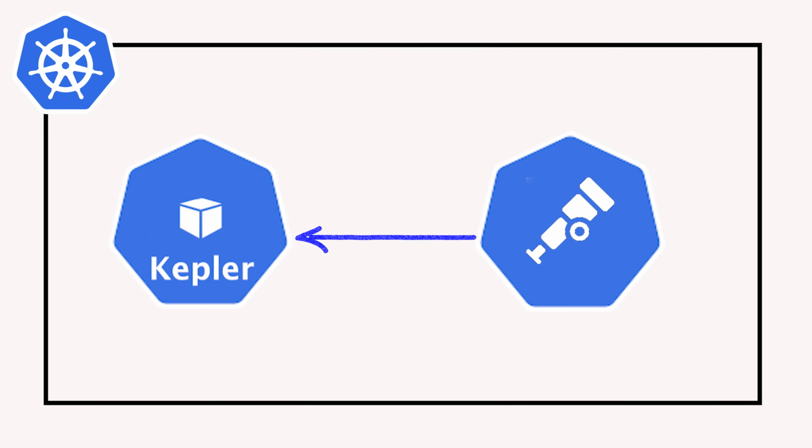So how can we resolve this? Here is what we'll do in this episode. First, we're gonna scrape the Kepler metrics using the OpenTelemetry collector. Then we will use OpenPipeline to transform the collected metrics. Third, we will build a dashboard for Kepler.